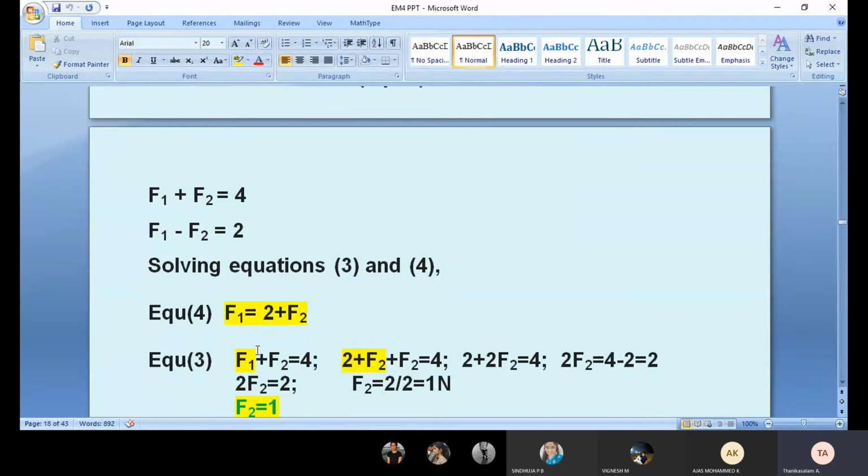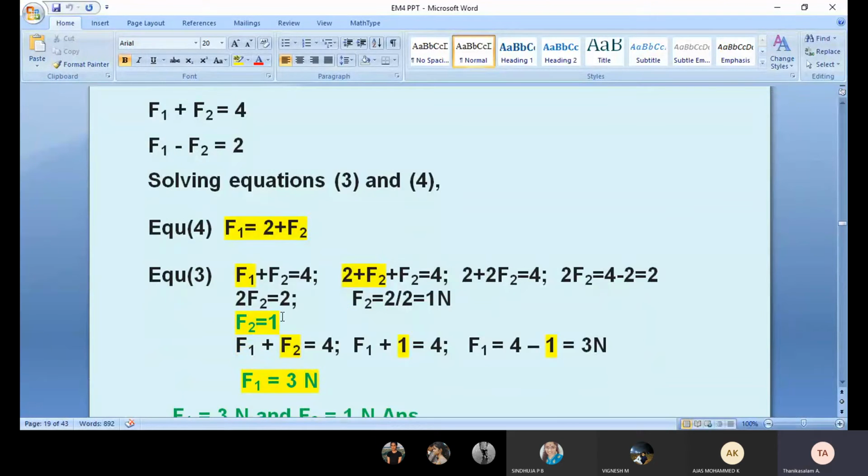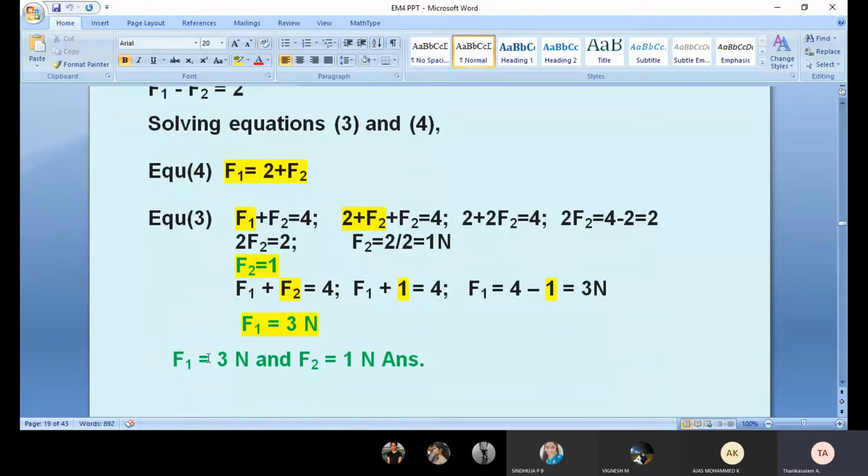I am applying this in the third equation again, F1 plus F2 equal to 4. So F1 replaced with 2 plus F2. That's highlighted, see here, the yellow mark. Finally we got F2 equal to 1. Then you apply F2 in equation 3 again. Therefore, F1 plus F2, F2 replaced with 1. So, final answer.